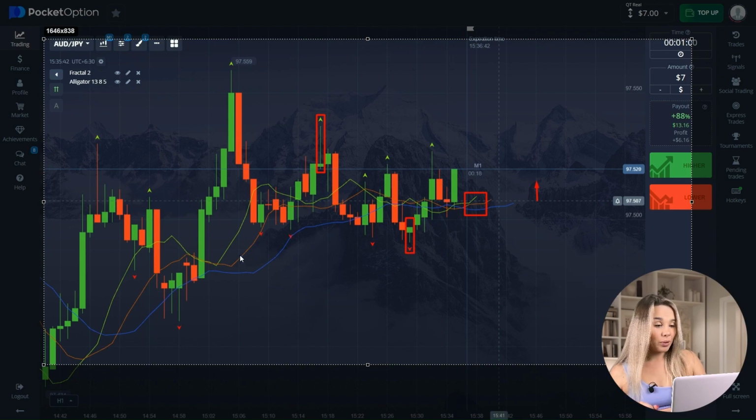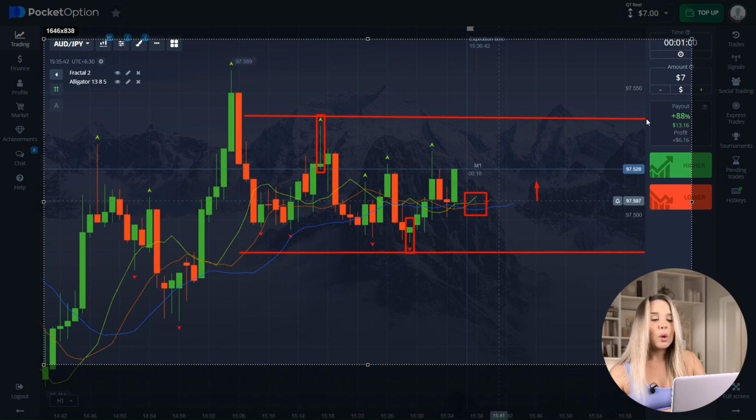Let's draw the support level. Here it is, and the resistance level of the fractal mark upwards. So here it is. When the chart breaks one of the levels and we get a signal from the alligator, it will be a signal for a trade in the corresponding direction. That is, we now have a signal for potential growth from the alligator.